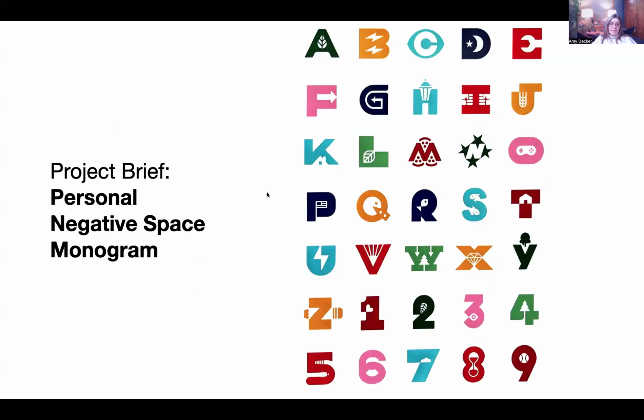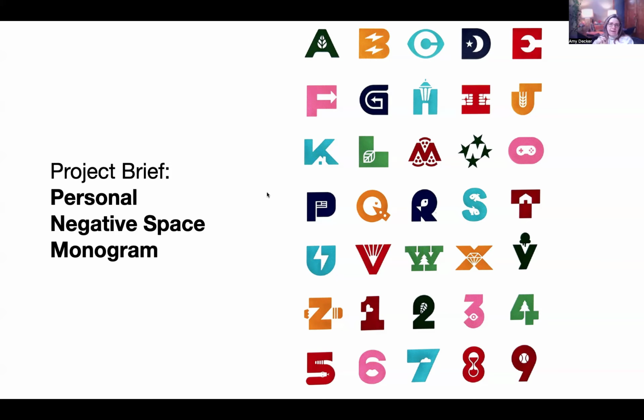You guys see these all the time. So here's what we're doing. Our project brief. We're going to do a personal negative space monogram. What we're going to do is combine a letter form of the first name and our last name. So for me, it would be AD. And we're going to use negative space to tell a story about ourselves. We're going to incorporate something into those letter forms that are going to tell a story about us.